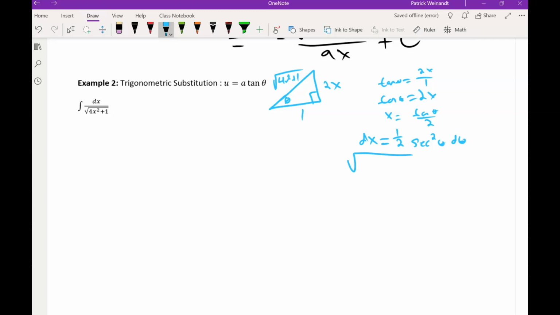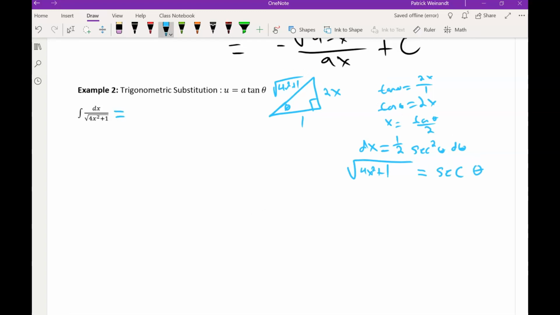We know that the square root of 4x squared plus 1, if we were to just plug in our x value, we would eventually simplify this and find that this is just going to be the same thing as a times secant theta. So the square root of 4x squared plus 1 is just going to be a times secant theta. It's just going to be secant theta. Okay? So go ahead and plug these values in.